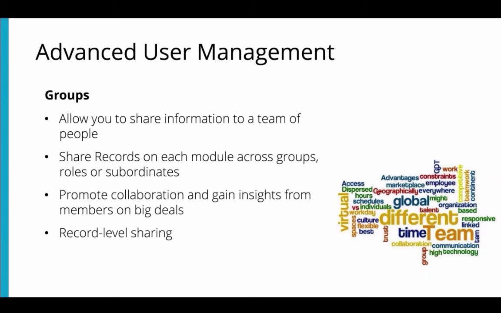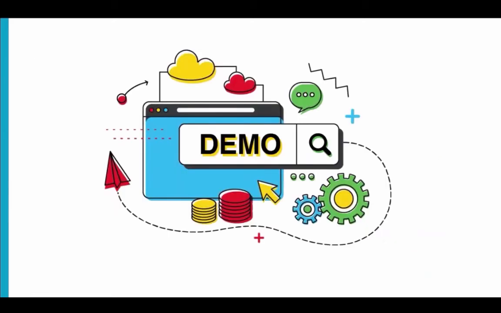With record level sharing, she has the option to choose access privileges as read only or read or write. She can also choose which of the associated profiles to share. So now Poonam will tell you how groups work. Thank you, Madhumita. So I'm going to show you a demo on data sharing using groups and record level sharing. So switching to the Zoho CRM account.